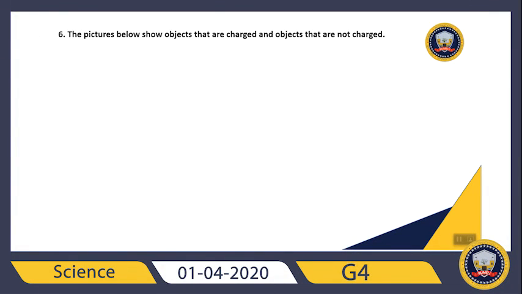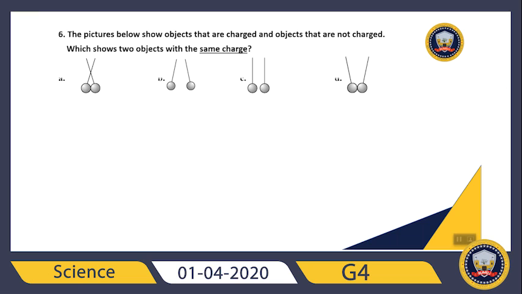The next question. The pictures below show objects that are charged and objects that are not charged. Which shows two objects with the same charge? Let's see. We have said before that the same charged objects repel each other. Yes, repel each other. So which one?